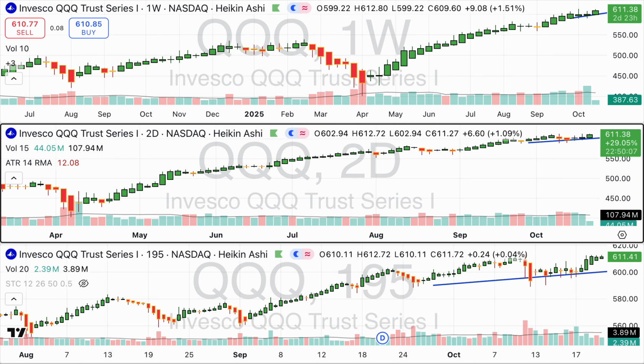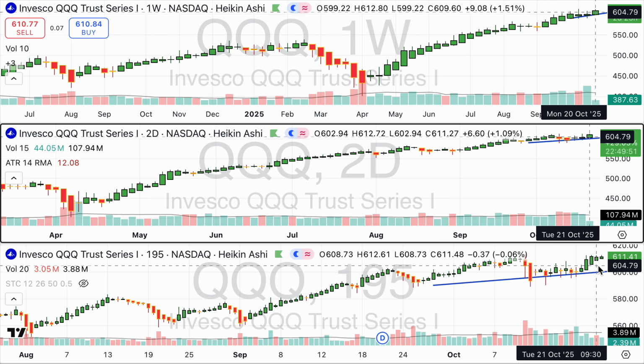What about the NASDAQ 100? It is still decently bullish. It was down just barely 0.03%. Okay, so just barely down, pretty much flat. You can see the pattern on the half-day chart looks very similar.